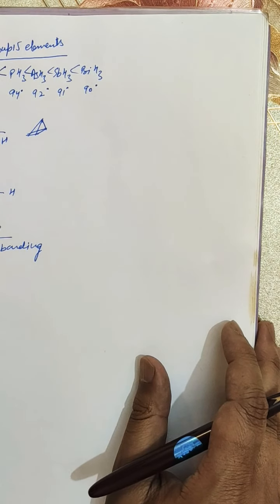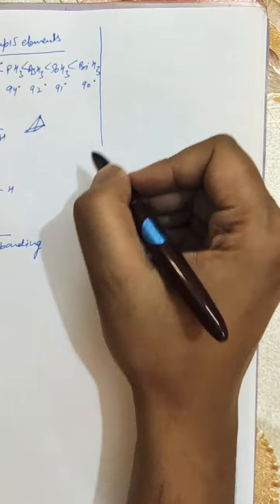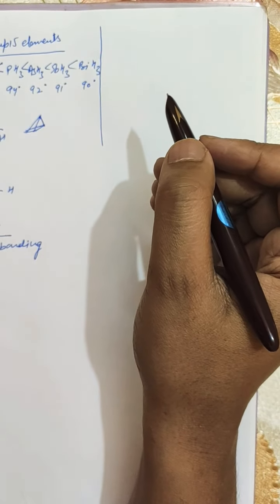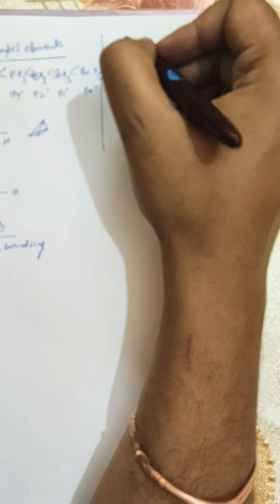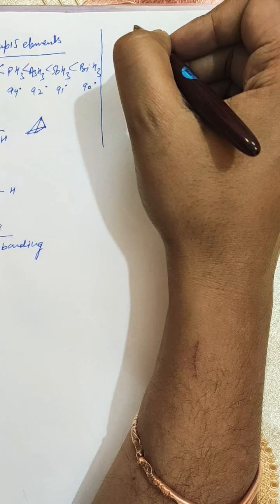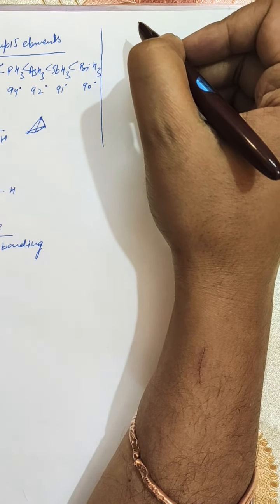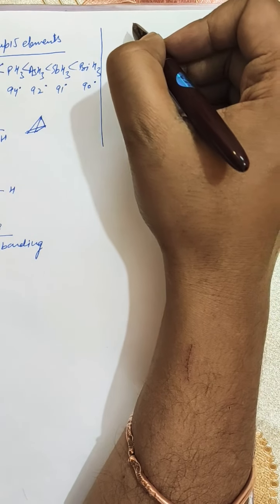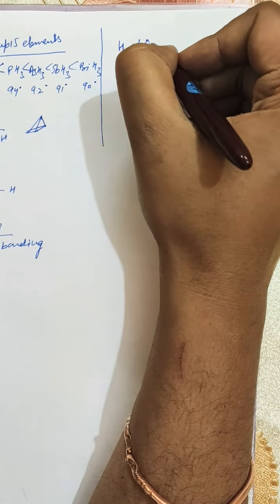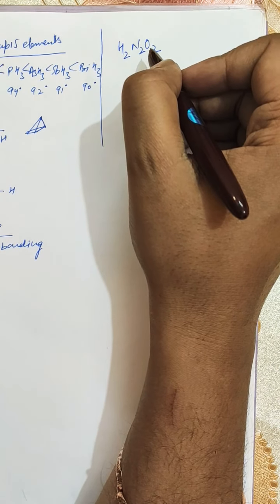So now we will discuss the oxo acids of nitrogen. Oxo acids of nitrogen, as I wrote here down, are hyponitrous acid, that is H2N2O2, nitroxylic acid H4N2O4, nitrous acid HNO2, nitric acid HNO3, and peroxynitric acid HNO4. So first of all we will take hyponitrous acid. The formula of hyponitrous acid is H2N2O2.